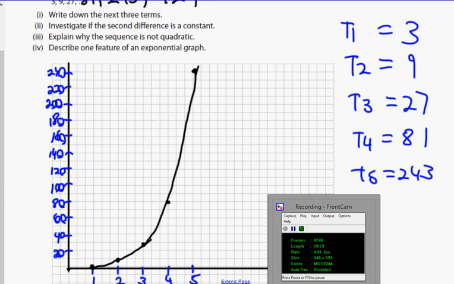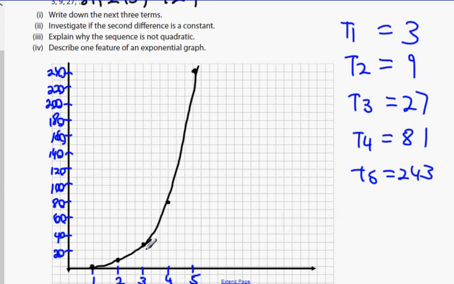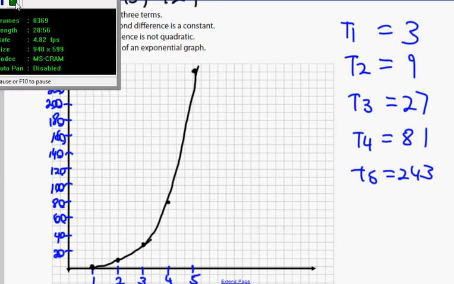Sir. Yeah? Isn't that third one below 30? It is below 30. That's 40, isn't it? The in-between one is 30. Okay. All right, guys.